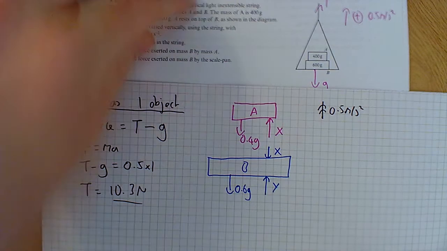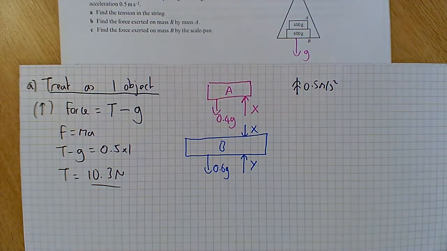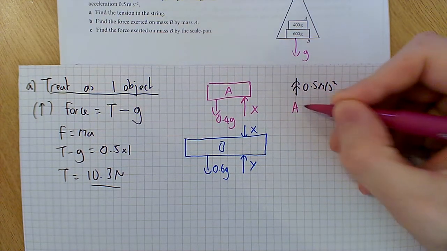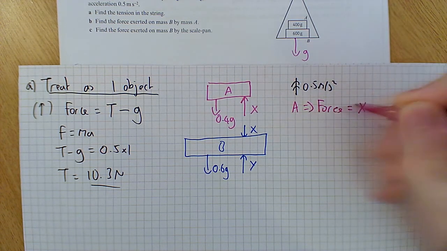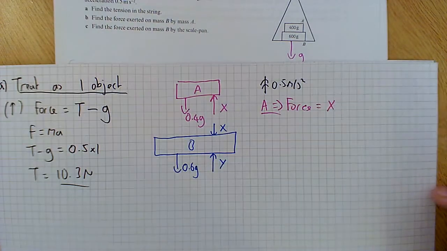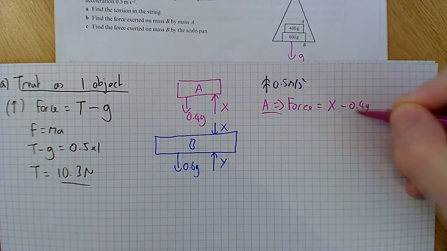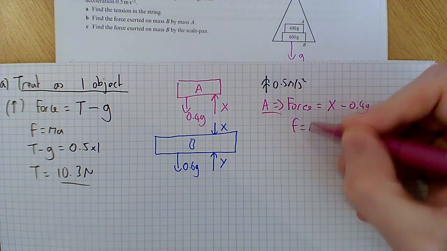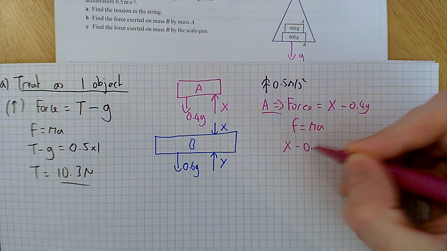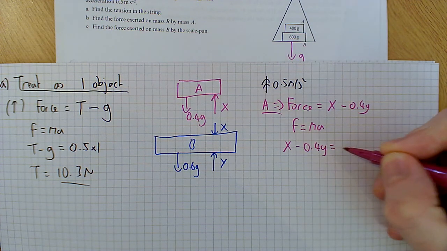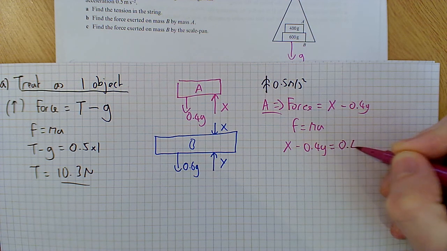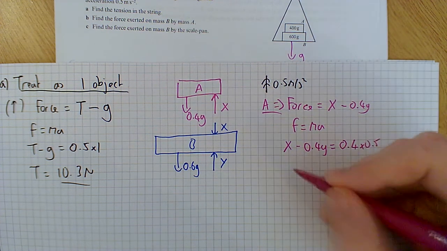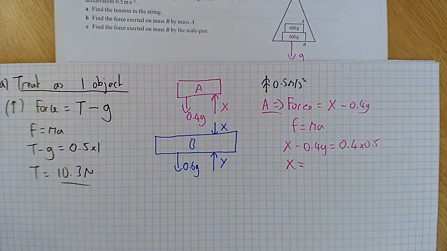So all we're going to do is resolve them individually. So for object A, we've got the force. Remember, the positive direction is up, right? So for object A, the force is X minus 0.4g, and when we do F equals ma, we have X minus 0.4g equals 0.4 is the m, and the acceleration is 0.5. So that tells us the value of X if we rearrange it and pop it into our calculator.